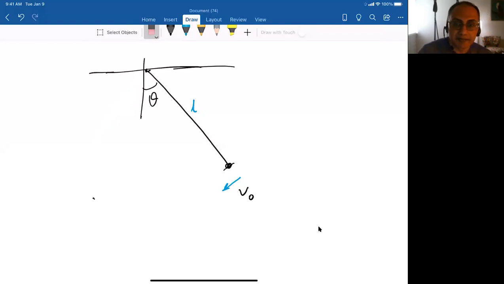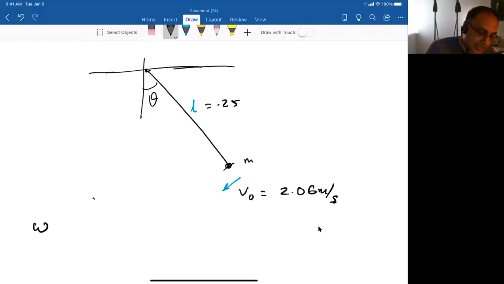So we know the length of the pendulum. It's 0.25 meters. And we know the speed at which it's moving when it's making this particular angle, and that is 2.06 meters per second. All right. So the first question is asking, and you're given the mass of the bob. So this m is given. So the first question is asking, what is the magnitude of the bob's angular velocity omega and tangential velocity v? These are the two things that we need to find out in the first part of the question.